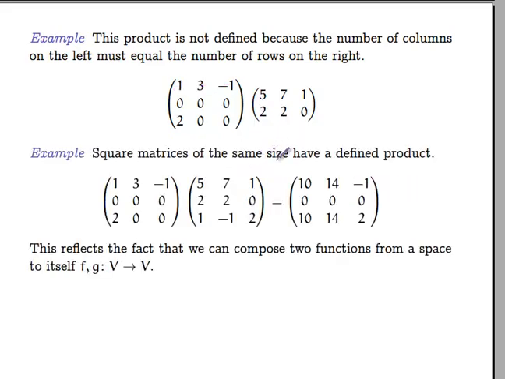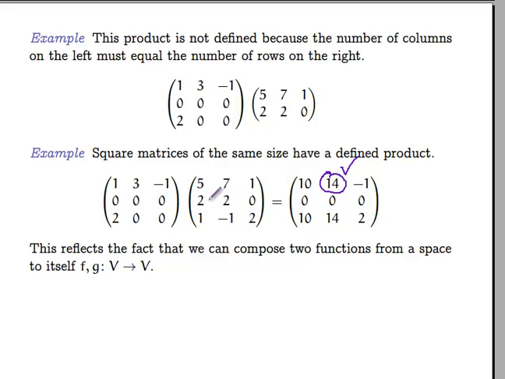Okay, square matrices of the same size have a product because the number of columns of the first will be equal to the number of rows of the second. And you can do, again, a sample multiplication here. For instance, first row times second column is going to be 7 plus 6 gives me 13 plus 1, 14. That should go in the first row, second column of the result, and it works.